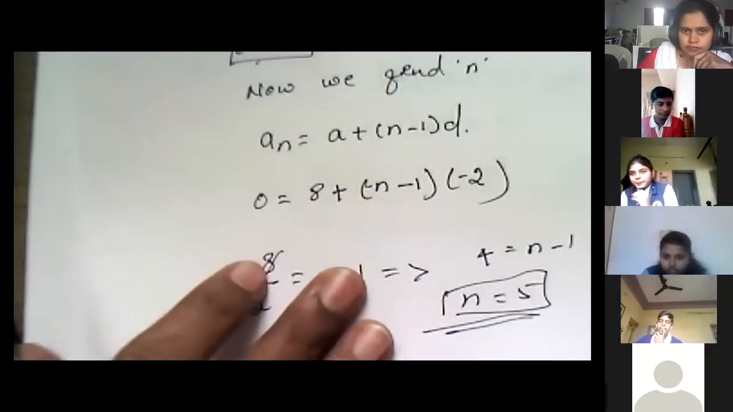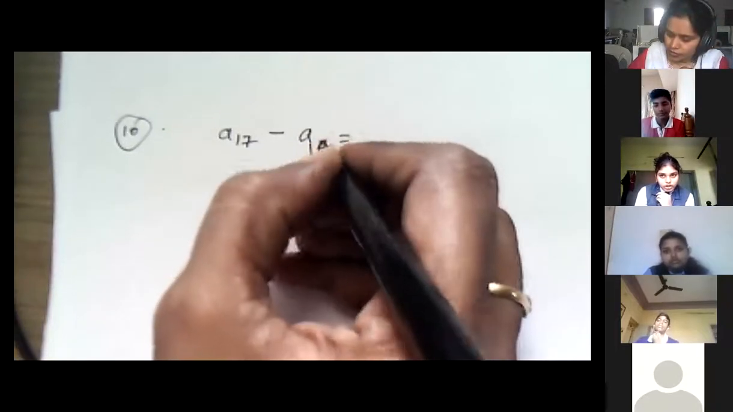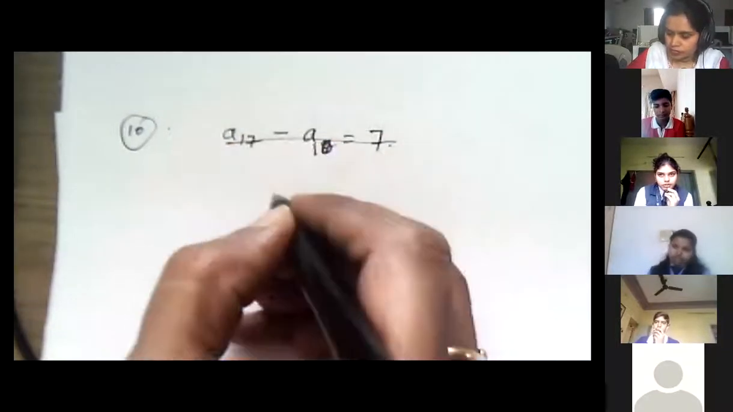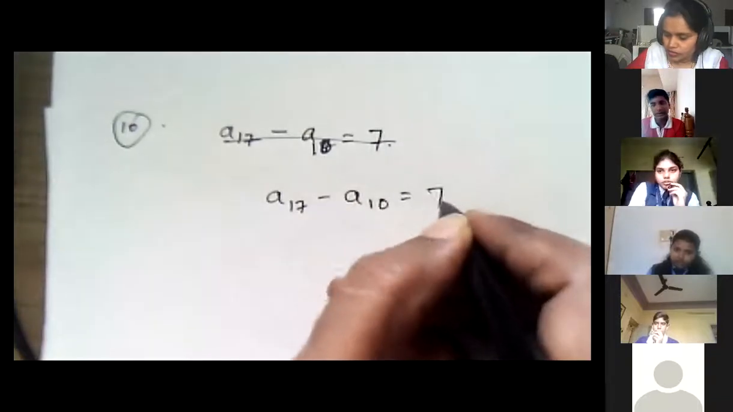So the last one, let me solve this. The 10th one. What have they given? A17 minus A10 equals 7.